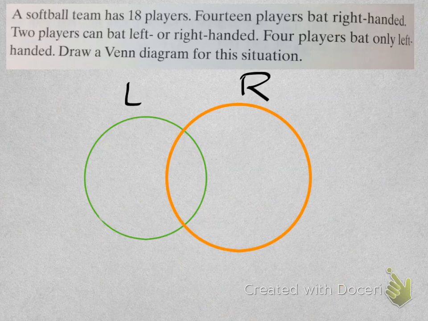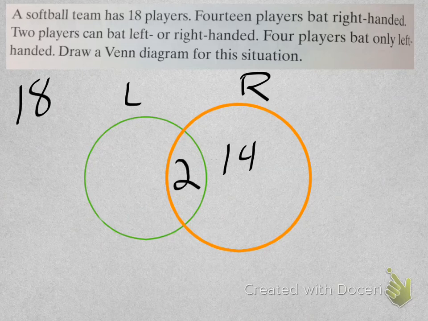So let's do one more Venn diagram, and then we'll be done. A softball team has 18 players. 14 players bat right-handed, so 14 right-handed. 2 players can bat both left-handed and right-handed. So remember, 2 of them can do both. So that means I'm going to have to subtract that from right-handed.